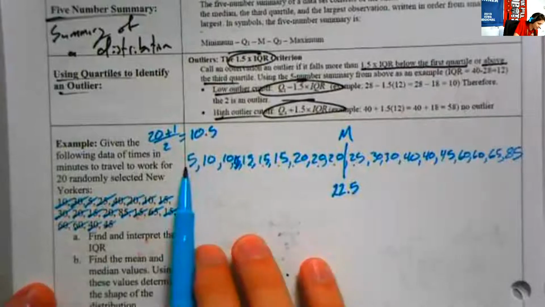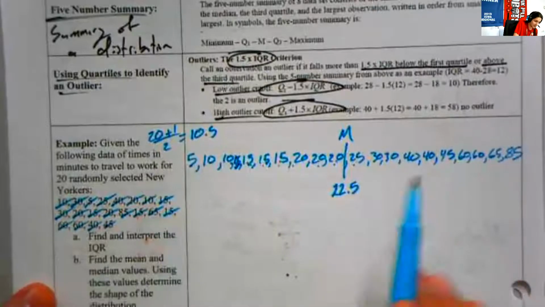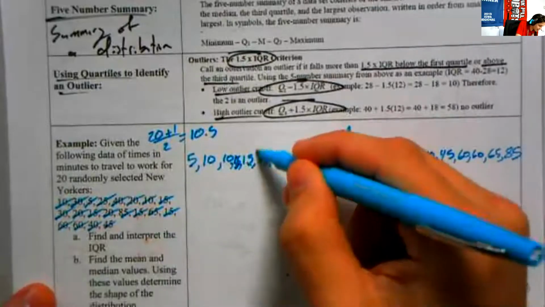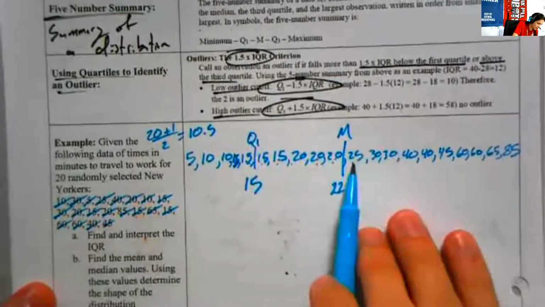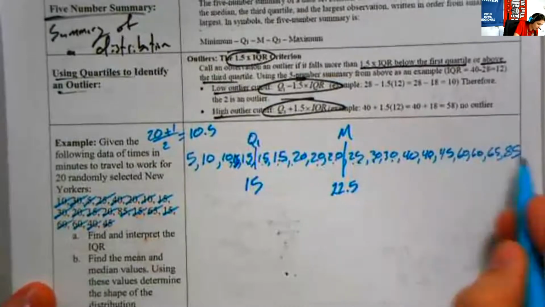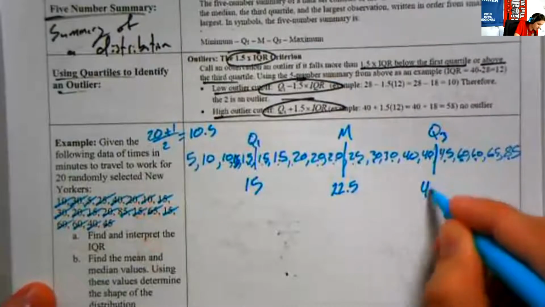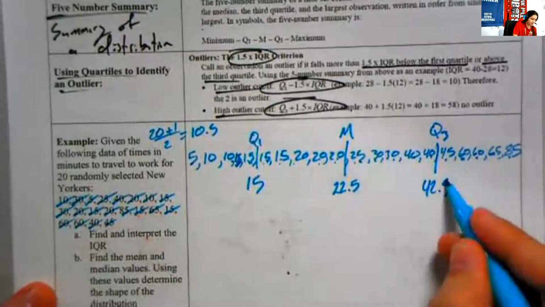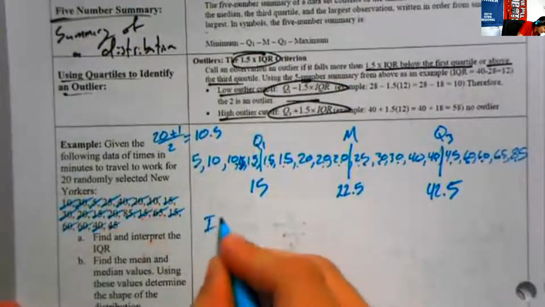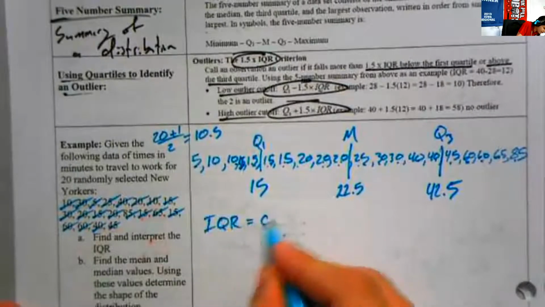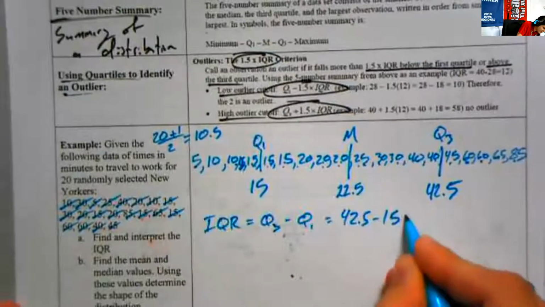That allows me to find the first quartile, 1, 2, 3, 4, 5, 1, 2, 3, 4, 5. There's 10 here, 5 and 5 on either side, so that'll give us a Q1 of 15. We don't have to do any work there. 1, 2, 3, 4, 5 from the top, and we get a third quartile of 42 and a half. Okay, so we've got our median and our first and third quartiles. To find the IQR, that's Q3 minus Q1. That's 42 and a half minus 15 is 27.5.